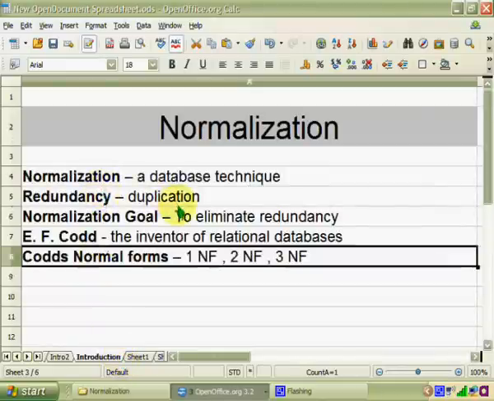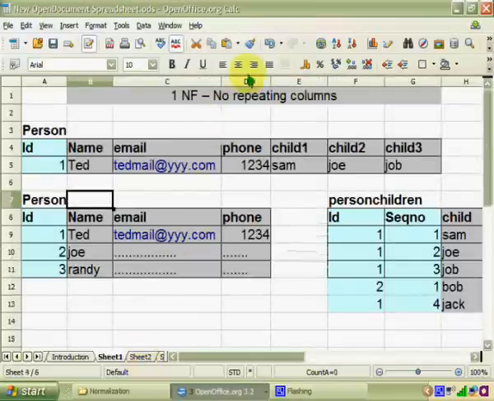So we said normalization is a database design technique, and redundancy means duplication, and the goal of normalization is to eliminate redundancy. E.F. Codd was the inventor of relational databases, and Codd initially described three normal forms. Then we saw this person table, and we said first normal form: no repeating columns. We had repeating columns, child 1, child 2, child 3. We removed them and used the sequence number to conform to the first normal form.